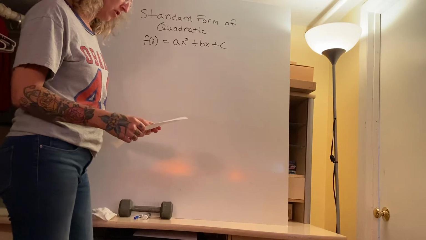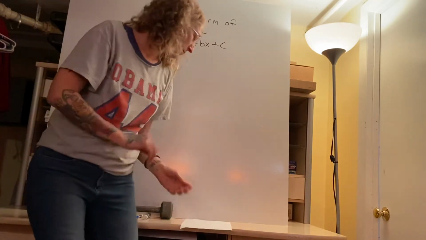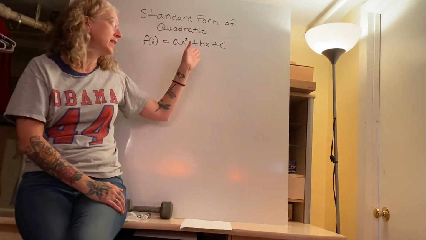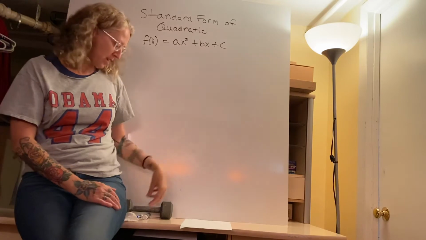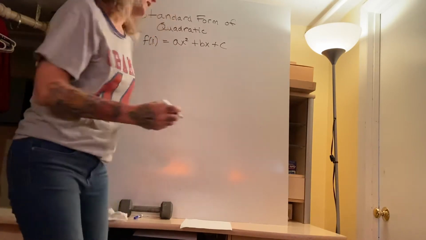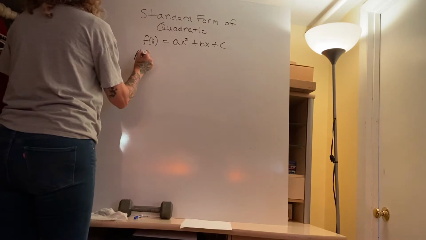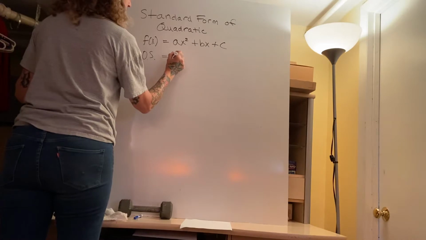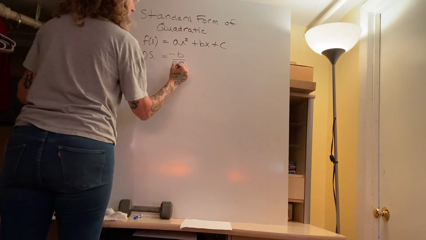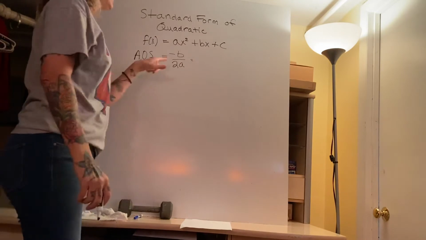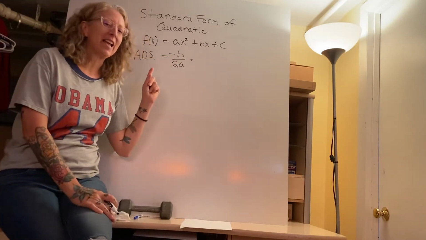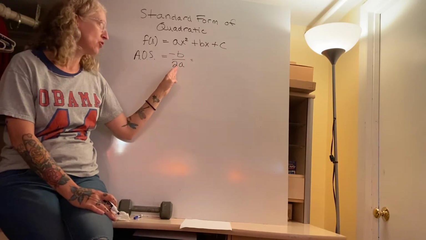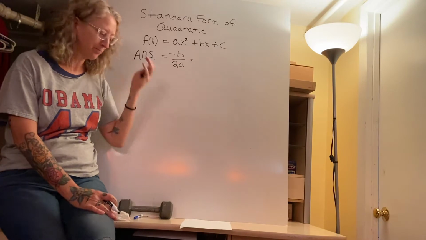So you need to know the axis of symmetry. The axis of symmetry has a formula, and it has to do with this form of the function. I'm just going to abbreviate it as AOS instead of writing out the whole thing. The formula is negative b divided by 2 times a. Negative b just means the opposite sign of b. So whatever your b term is, you take the opposite sign of it and divide it by 2 times whatever your a term is, okay?